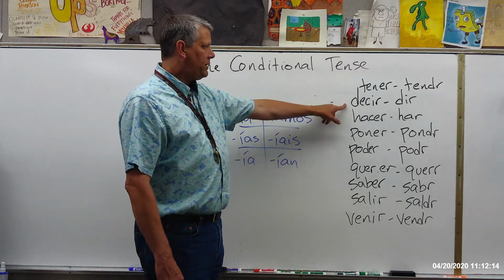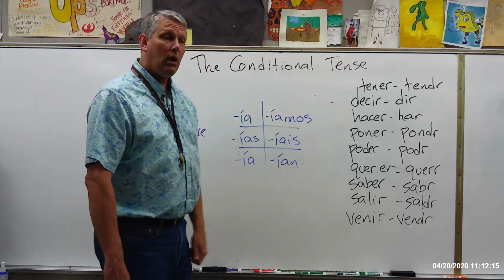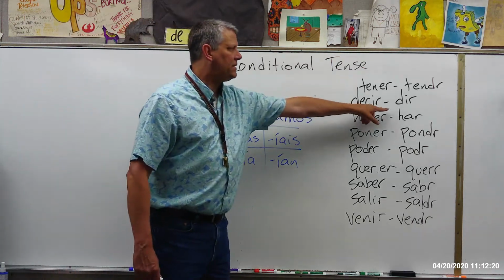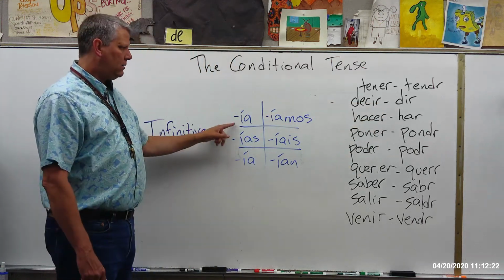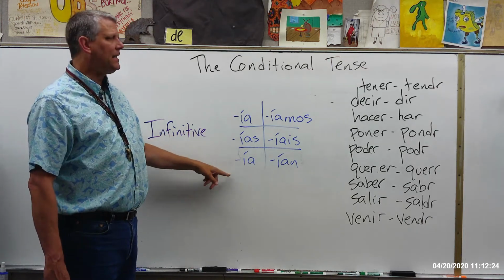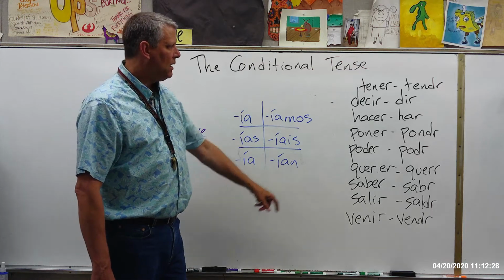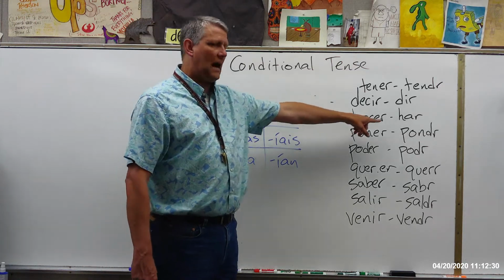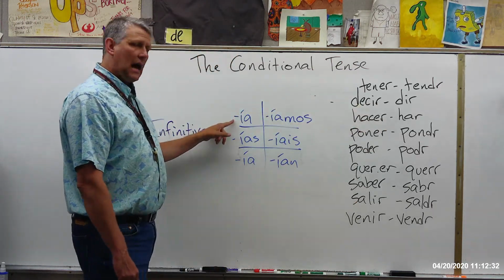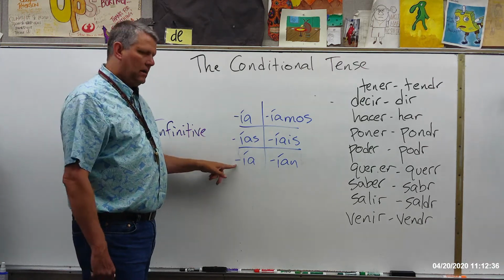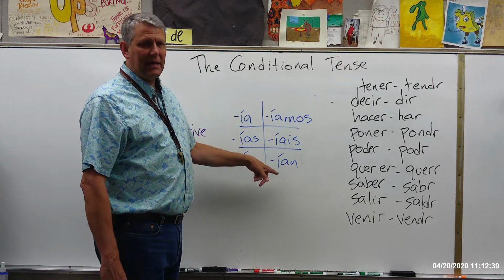Okay? If I wanted to use the verb decir, to say or to tell, well, I would tell you, but, okay. Instead of saying decir, they changed it to dir, D-I-R. Diría, dirías, diría, diríamos, diríais, and dirían. Similar thing, the verb hacer changes to har, you sound like a pirate. Haría, I would do or I would make. Harías, you would do or you would make. Haría, haríamos, haríais, and harían.